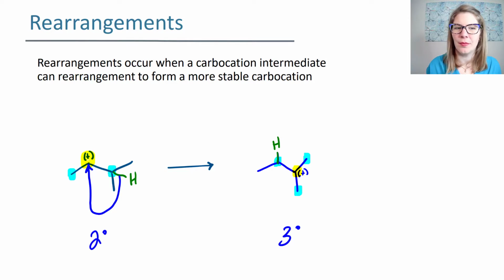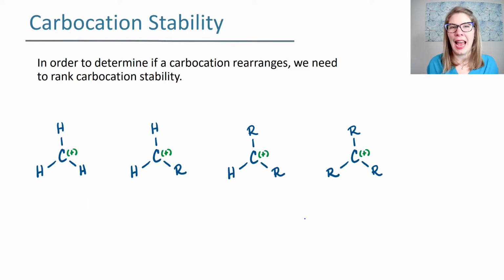Let's talk about that. When we look at carbocations, we have to know which ones are more stable in order to decide if a rearrangement happens. Carbocation rearrangement is like water flowing downhill. You can't stop it. It's going to happen. You just need to notice when it's going to happen. So if you had something that was a tertiary carbocation, it wouldn't become less stable, right? Things only become more stable when we're talking carbocation rearrangements.